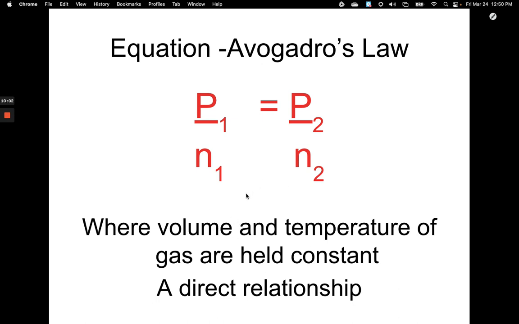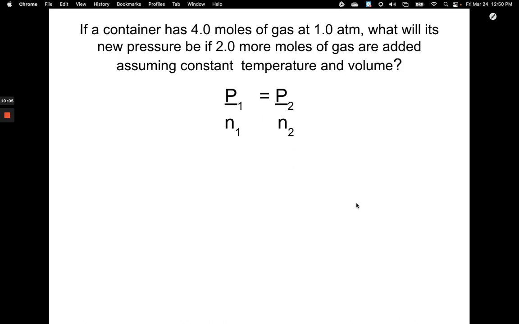Let's try our practice problem. So if a container has 4 moles of gas at 1 atmosphere, what will its new pressure be if 2 moles of gas are added, assuming constant temperature and volume? So again, here it is. You have to be a little more careful this time. Watch very carefully. Let's see if I trick you. Think about what the initial number of moles is versus what the final is. Pause the video and see. Again, you're making it more crowded, so what should the pressure do?